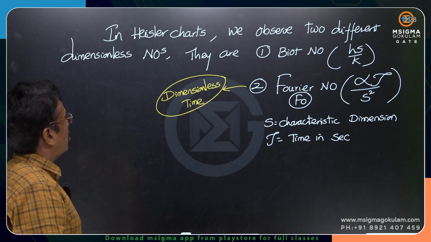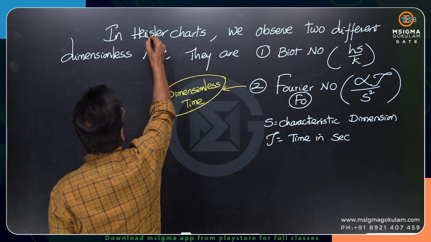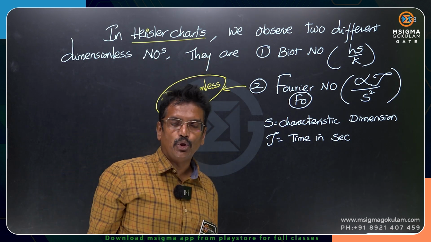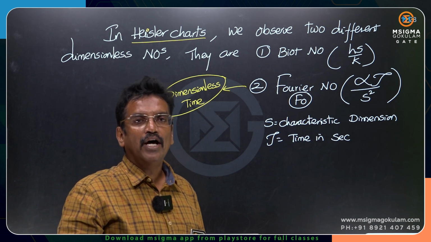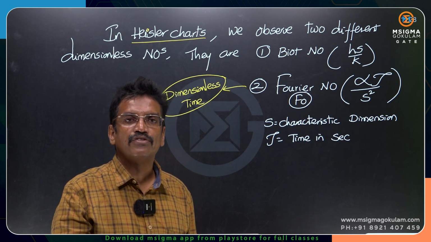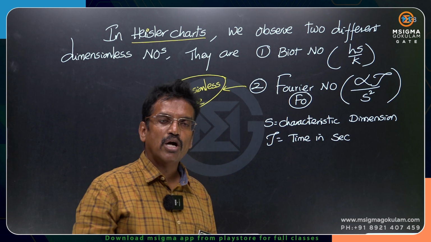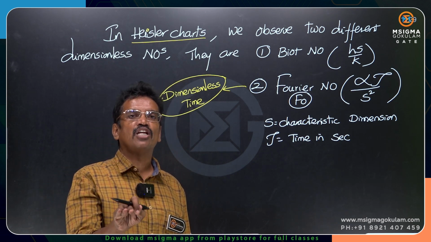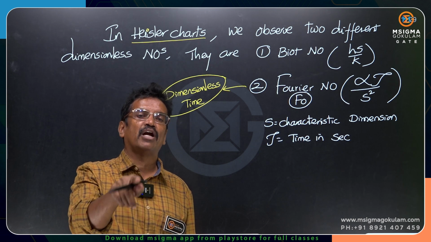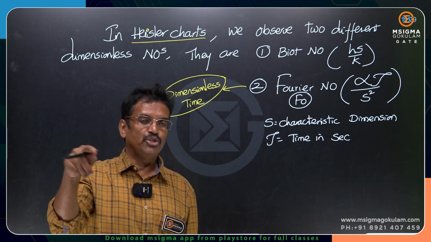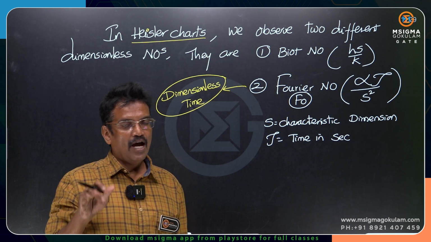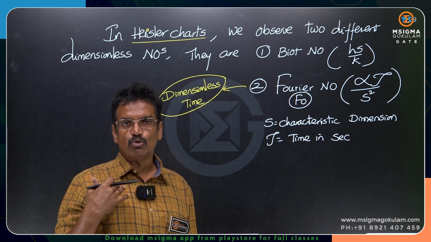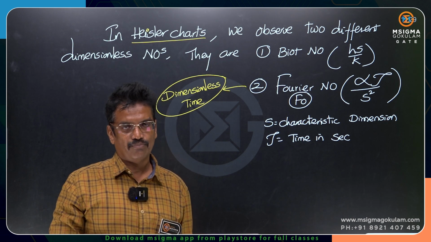So when do we need to use the Heisler charts? When the lumped heat capacity analysis is not valid. Heisler charts are required only when the Biot number value goes above 0.1. Otherwise, if the Biot number value is less than 0.1, we can always make use of the lumped heat capacity analysis.